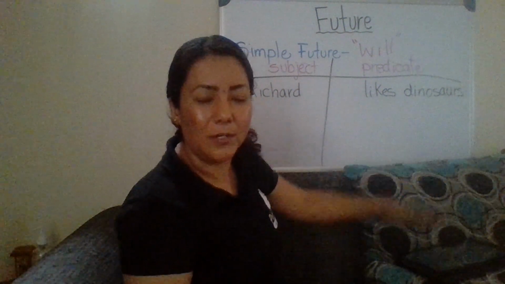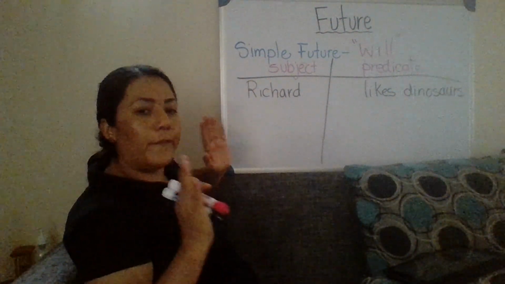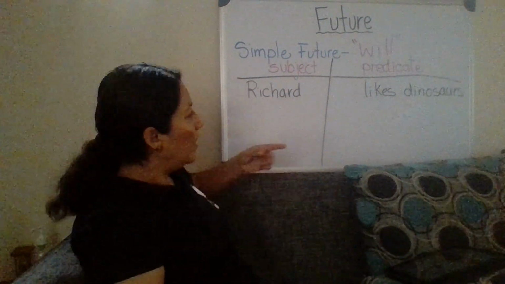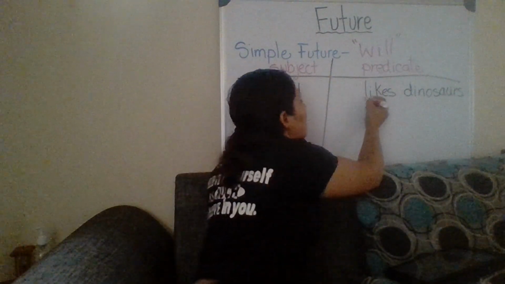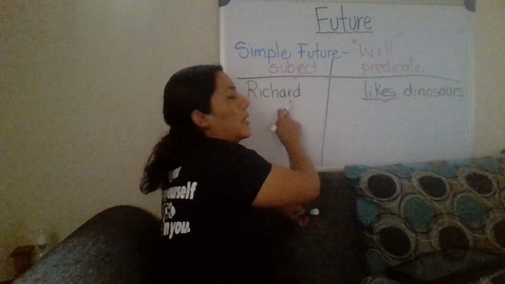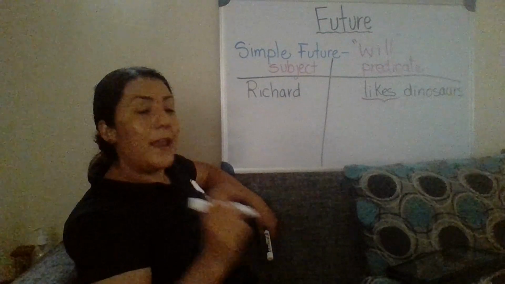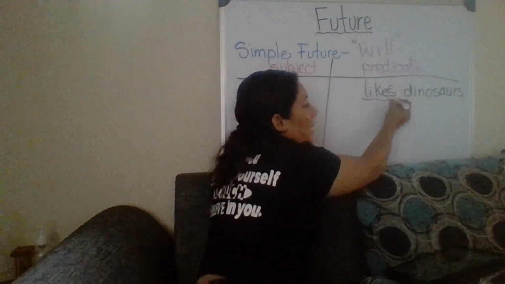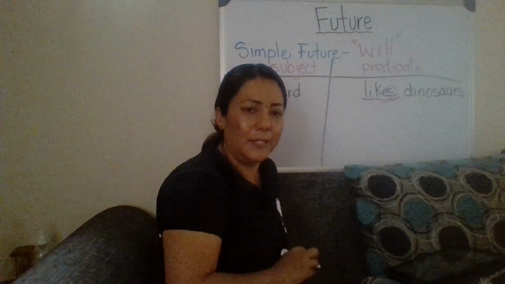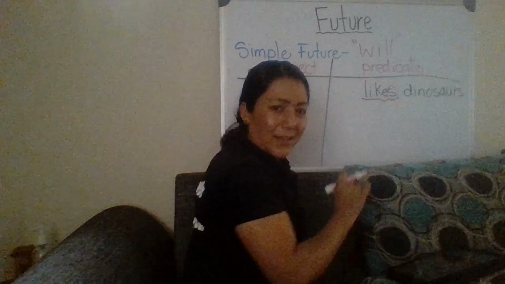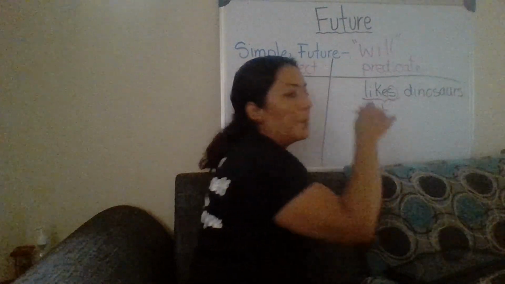He likes dinosaurs. Now, subject, predicate. Remember, the verb we are using is in the predicate. We are going to find it in the predicate. Which verb is talking about what Richard does? Likes. Now, when we see this letter, that means that verb is in present. Nothing or s means present. This sentence is in present.